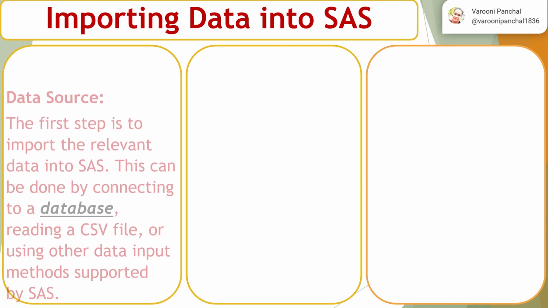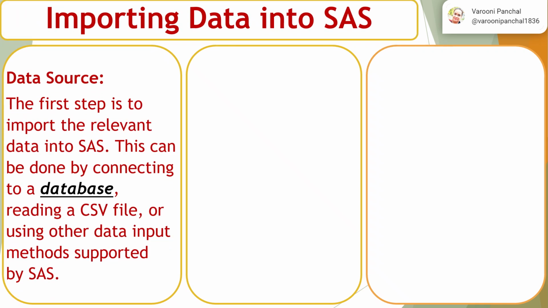Importing data into SAS. Data source. The first step is to import the relevant data into SAS. This can be done by connecting to a database, reading a CSV file, or using other data input methods supported by SAS. So the first step is to ensure that you have a relevant database. It could be in CSV, Excel file, or XPT file. So converting that XPT file to a SAS dataset, and then you can use it for your analysis. So the first step is to get the data from the specific database.